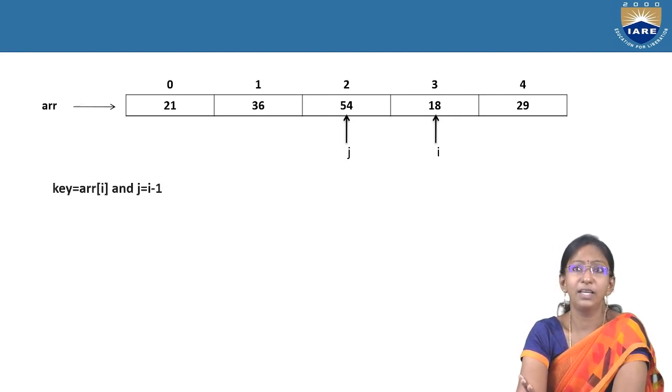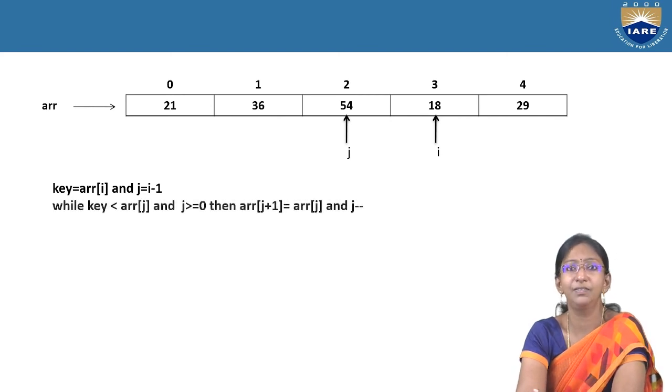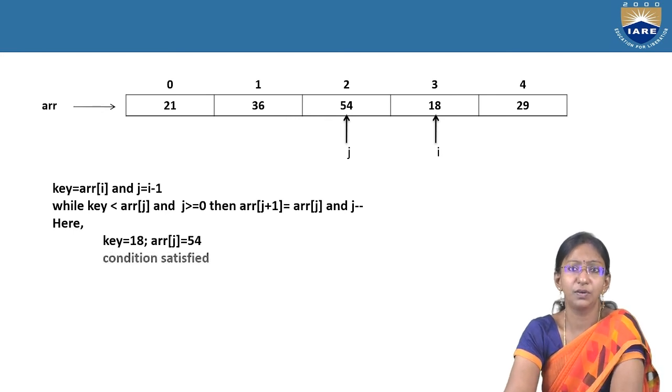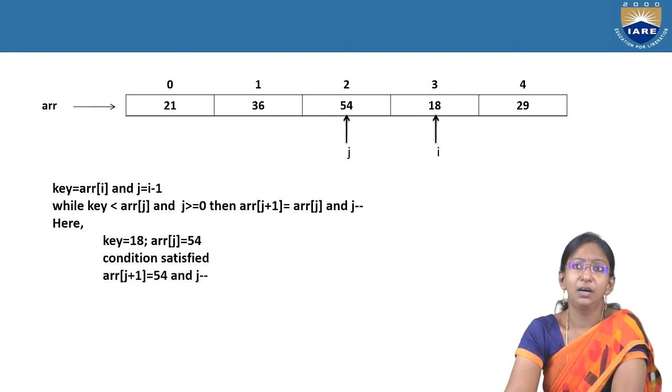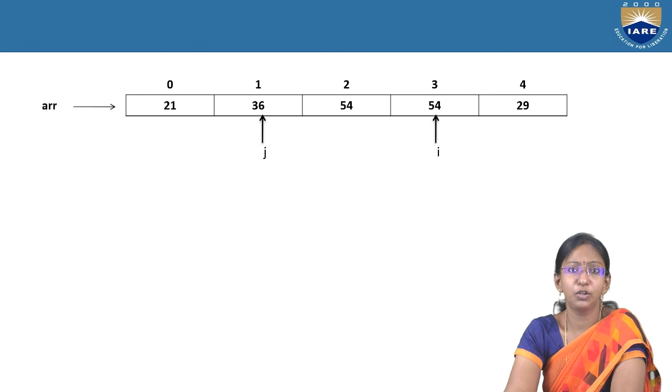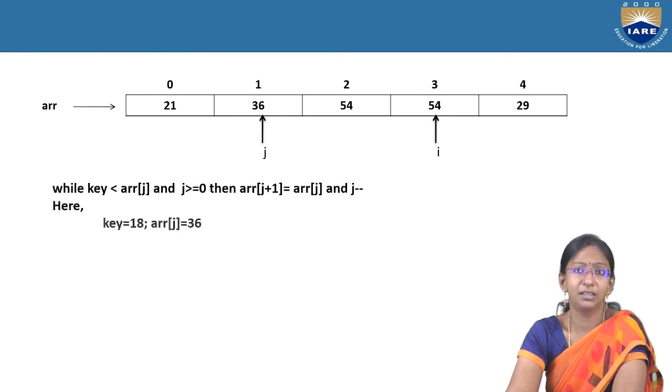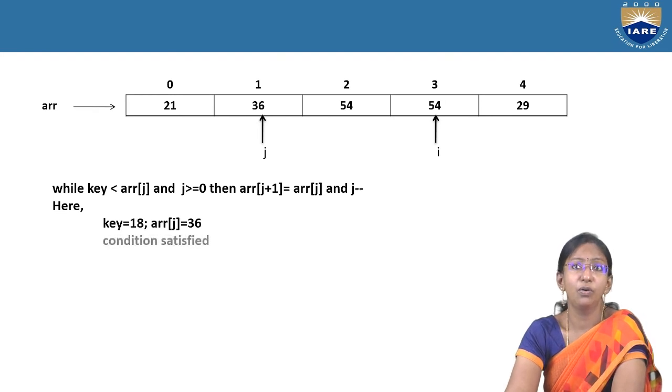Reinitialize. So I is pointing to index value 3 now and j is one step back, and key will be holding the element pointed by I. Now compare the key with the jth element. So 18 is less than 54, condition satisfied. If this condition gets satisfied, overwrite 18 by 54, right? And decrement j. Now j is pointing to 36. Again compare. So 18 is less than 36, condition satisfied. Overwrite 54 with 36, right?